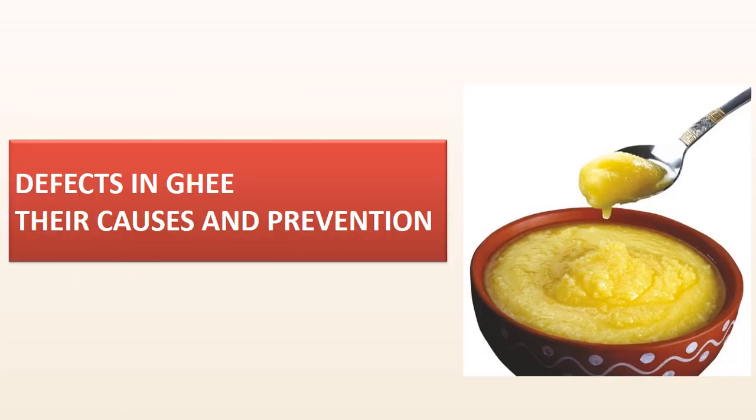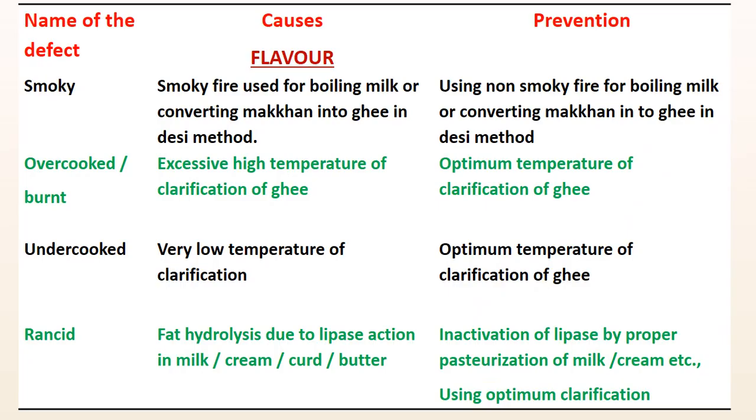Now we will discuss the defects in ghee, their causes and prevention. So first we have seen about cream, then about butter and now about ghee. First is the flavor defects. The first one is smoky. The cause is smoky fire used for boiling milk or converting makhan into ghee in the desi method. The prevention is using non-smoky fire for boiling milk or converting makhan into ghee in the desi method.